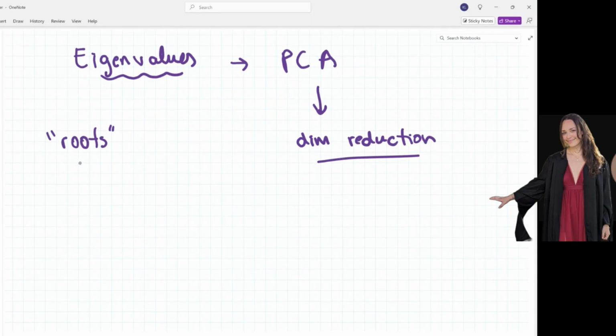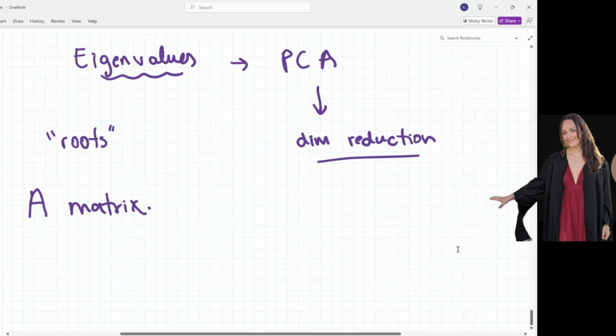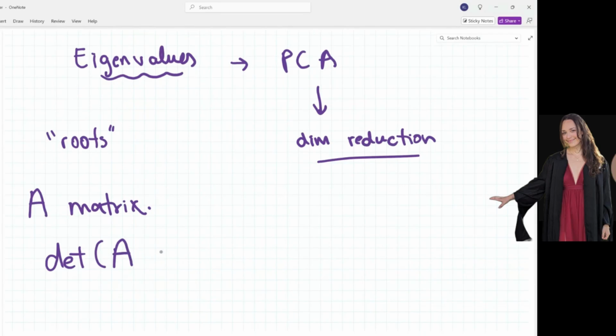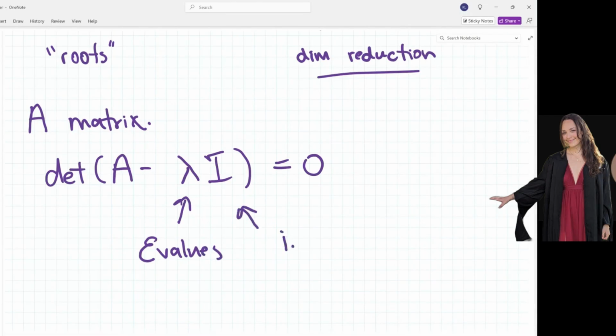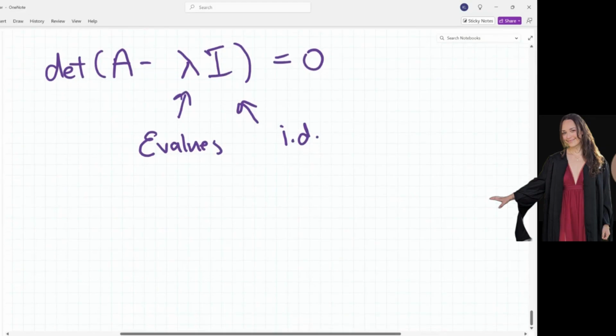Say we have some matrix A. We find the eigenvalues by taking the determinant of matrix A minus lambda I and setting that equal to 0. Again, we have our matrix A, lambda is going to be our eigenvalues, and I is our identity matrix. We're going to go through a very quick example, and I'm going to show you how to find this.